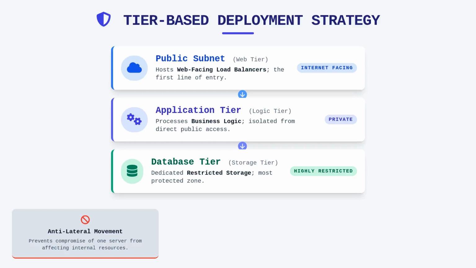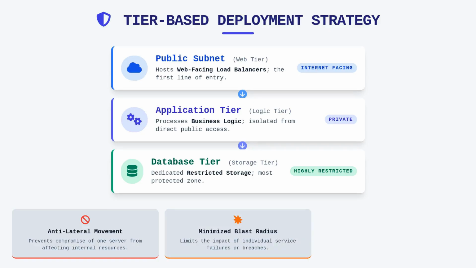By controlling the flow of traffic at the subnet level, you create a granular security posture that effectively minimizes the blast radius of any individual service failure or security breach. This approach allows you to deploy and scale your resources dynamically, knowing that your security boundaries are enforced natively by the cloud provider's infrastructure components.